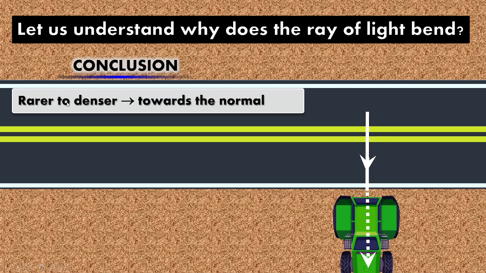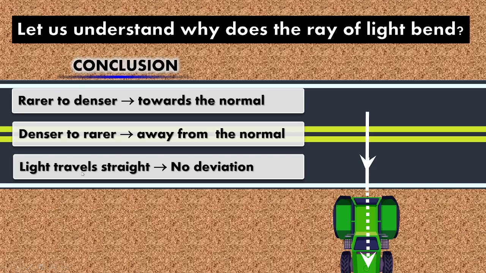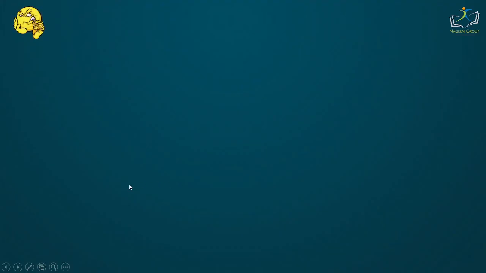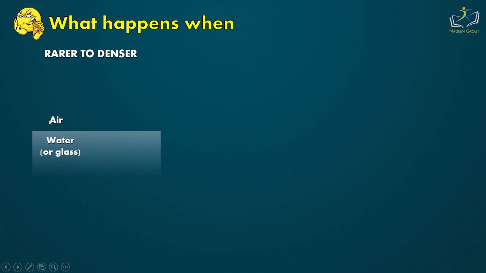Here, conclusion: rarer to denser, toward the normal; denser to rarer, away from the normal. Light travels straight, no deviation. If it is moving straight, there is no deviation. What happens when it moves from rarer to denser? Like this: air is rarer, water is denser.